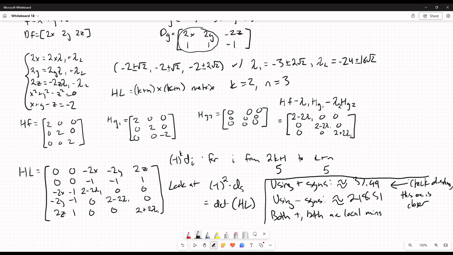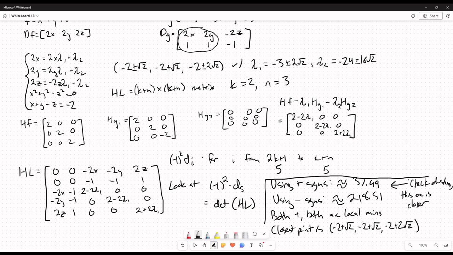So we see that our closest point is going to be negative 2 plus square root of 2, negative 2 plus square root of 2, negative 2 plus 2 square root of 2. That's going to be our closest point, and we're done.